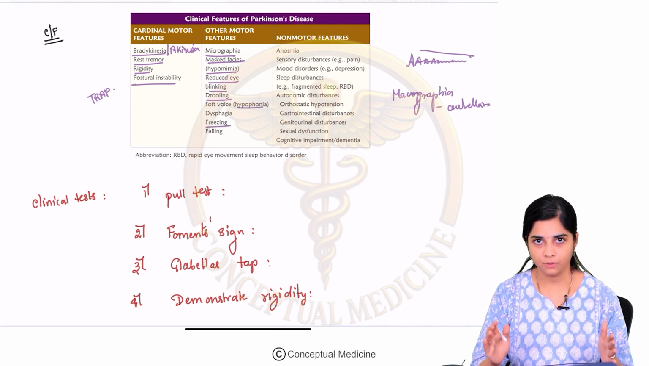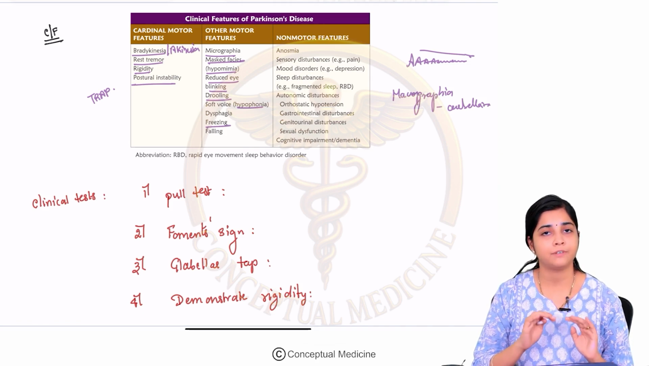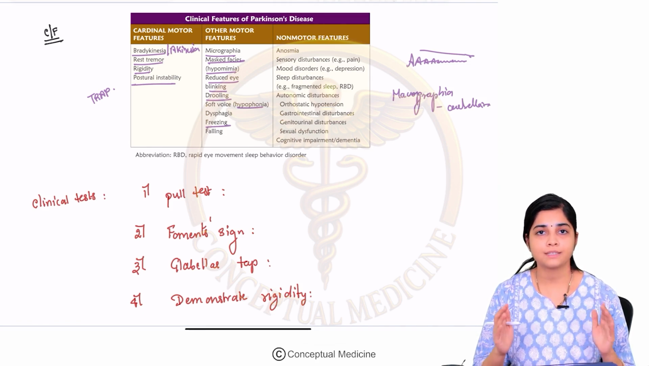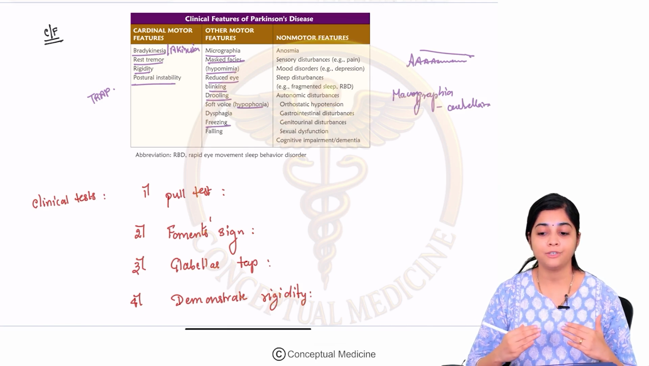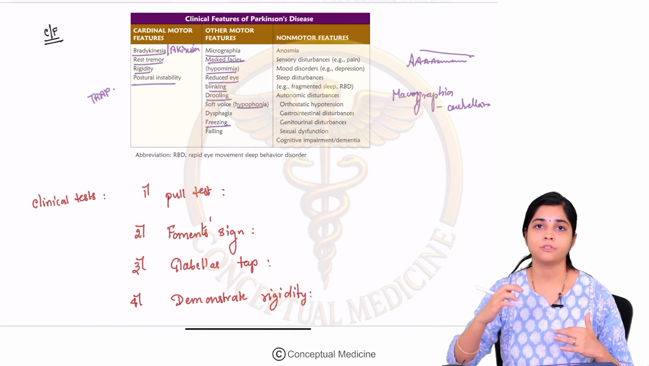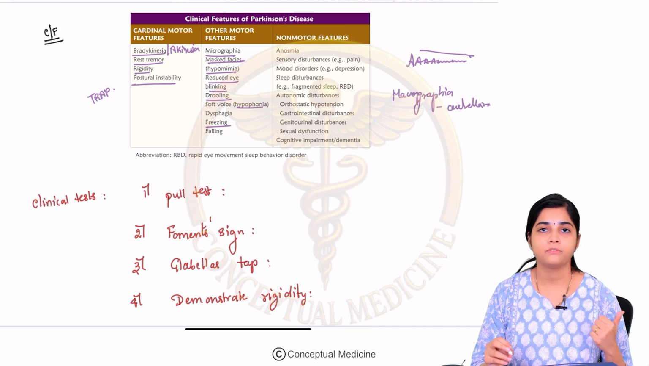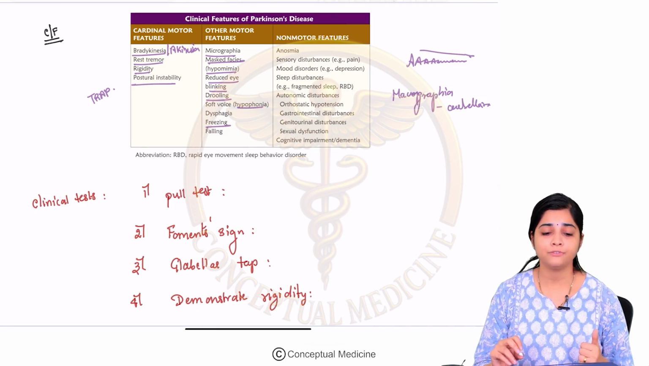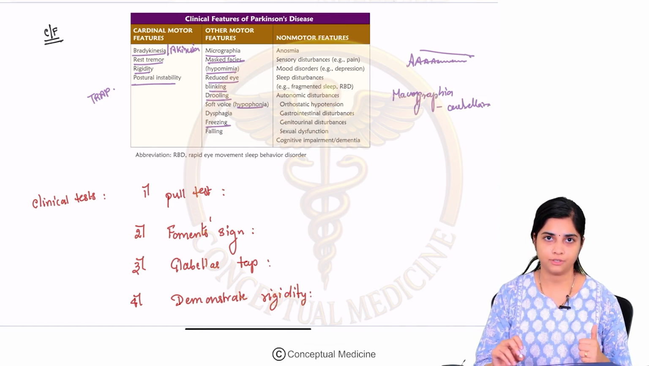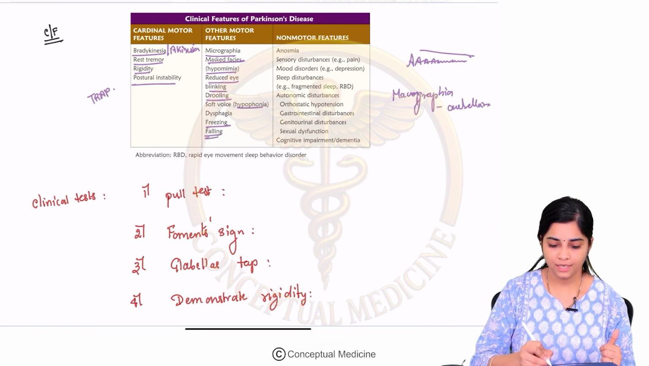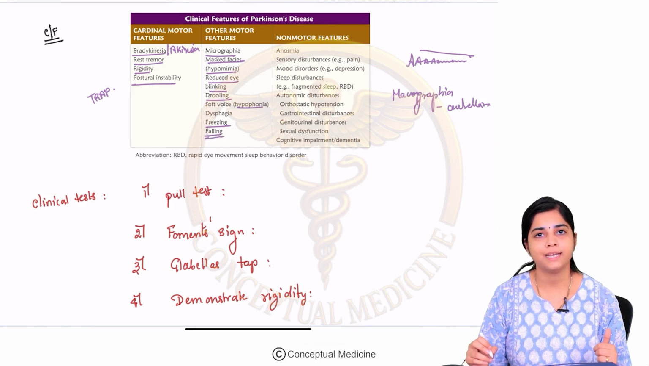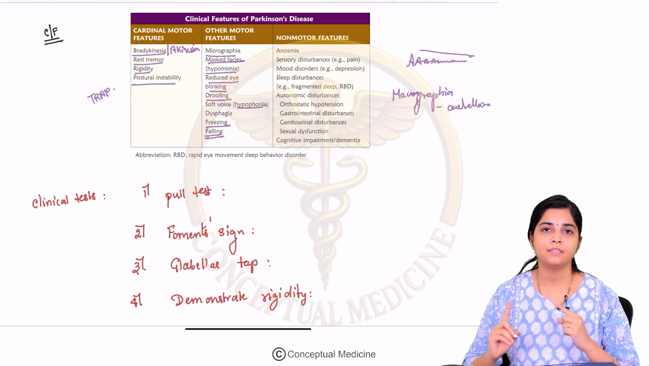If you ask them to walk, they have a slow shuffling gait, festinant gait that we saw. But suddenly there will be a freezing of gait and they will not be able to put the next foot forward. This is called freezing of gait. Freezing of gait is another very important feature of Parkinson's disease, and they may have recurrent episodes of fall as well, and they usually move en masse, right?